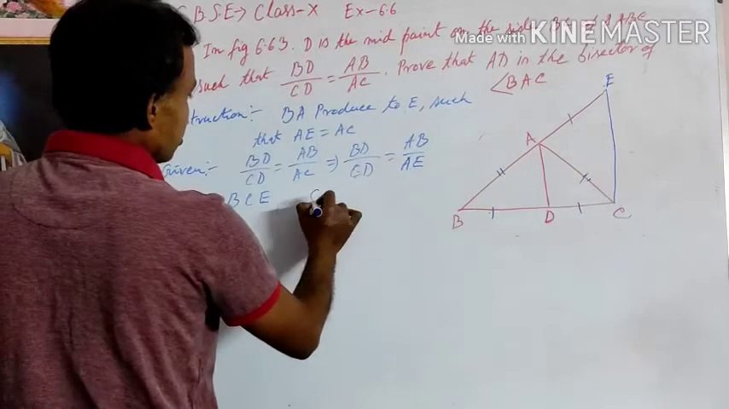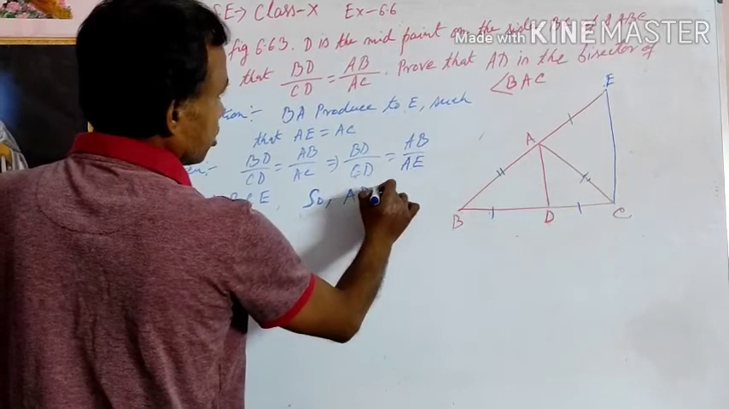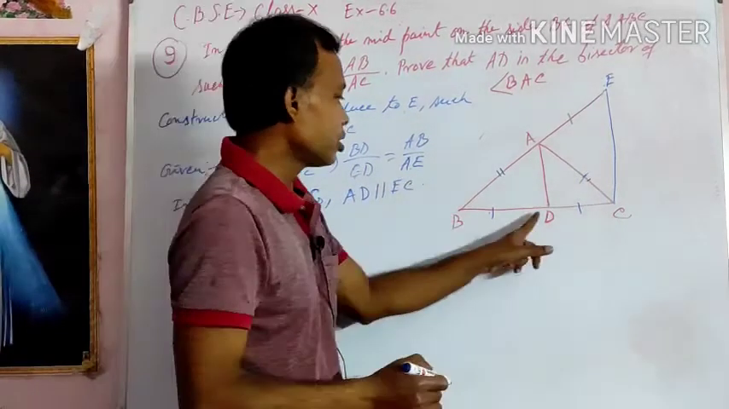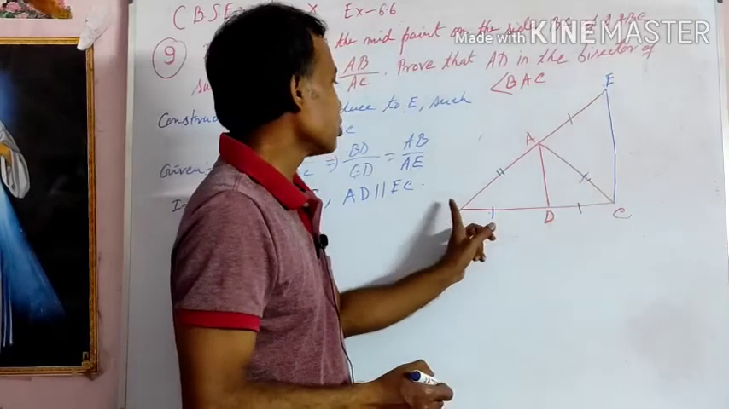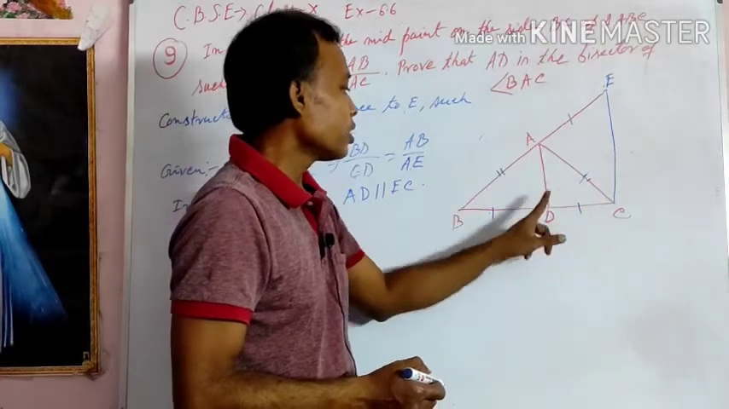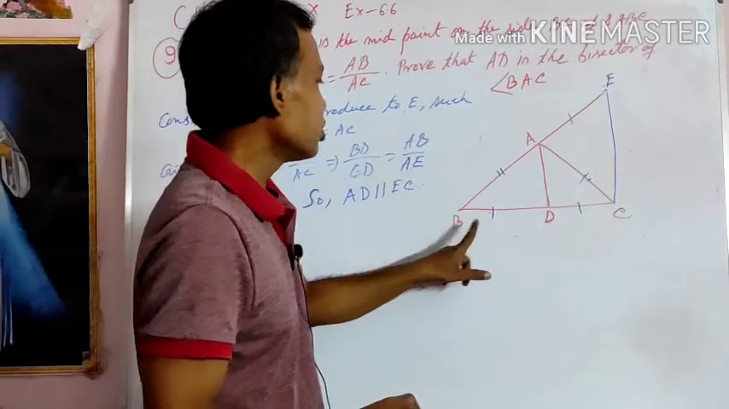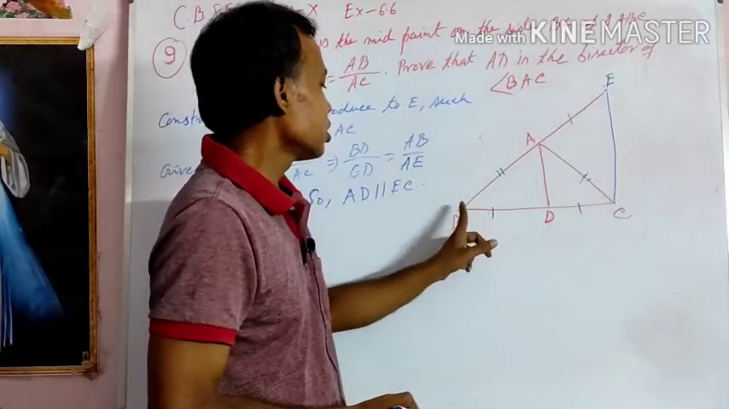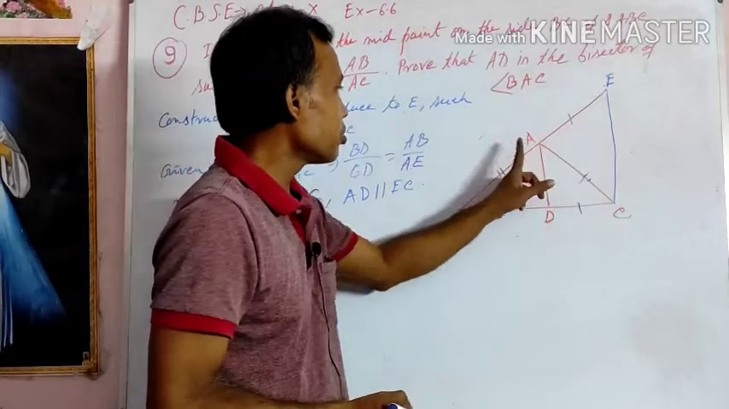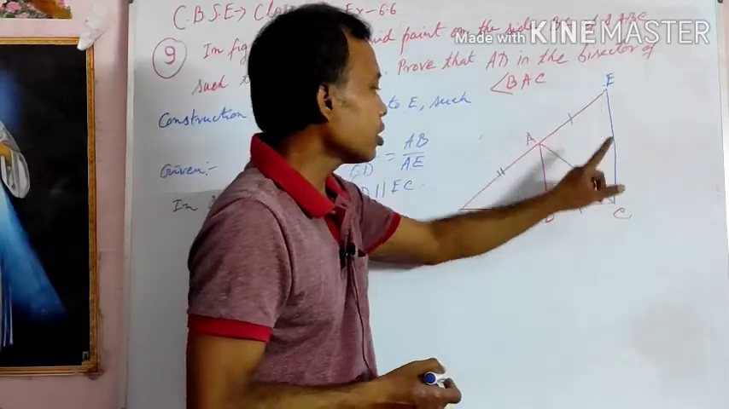we can write AD must be parallel to EC. Since BD by DC is equal to BA by AE, therefore AD must be parallel to EC in triangle BCE.